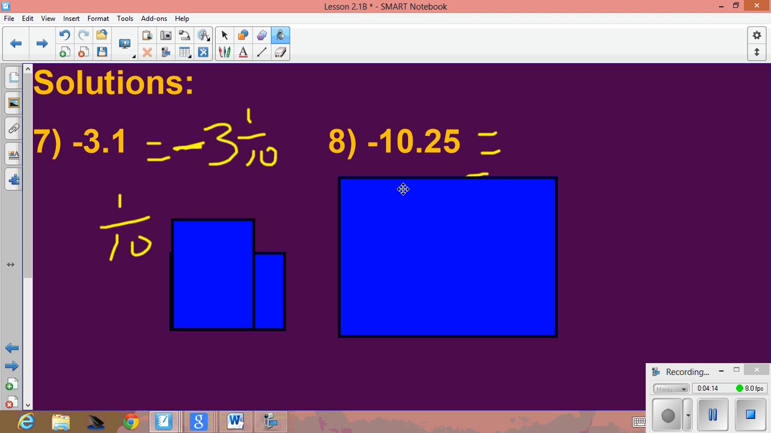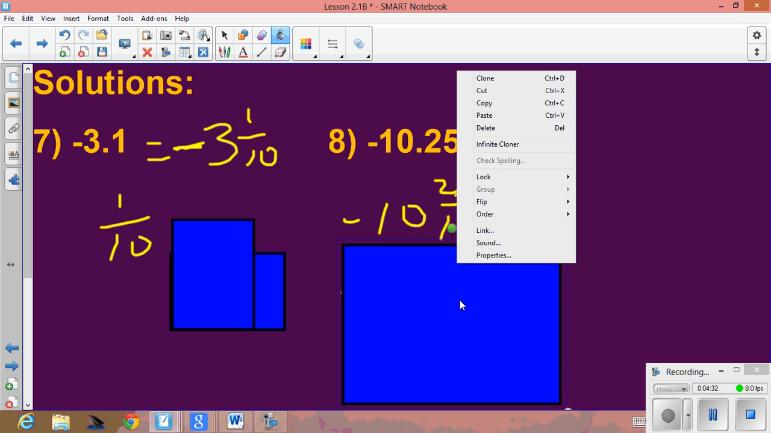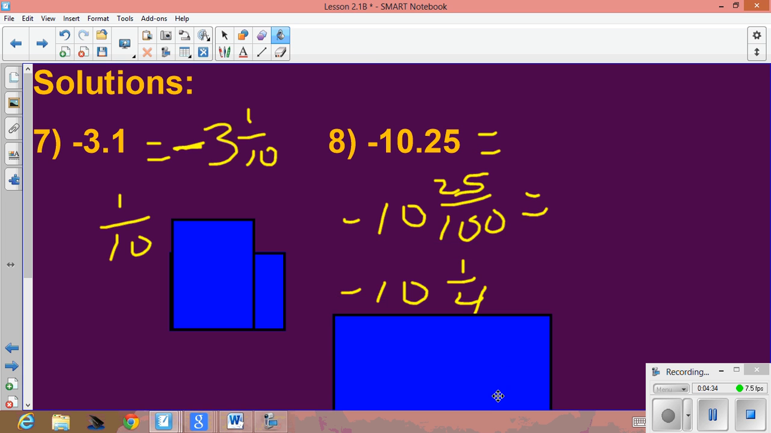Number 8, I have -10 and 25 hundredths. Then I'm going to take 25 and 100. Think of it as 1/4 out of $1. So then that reduces to -10 and 1/4. I divided the numerator and the denominator by 25.